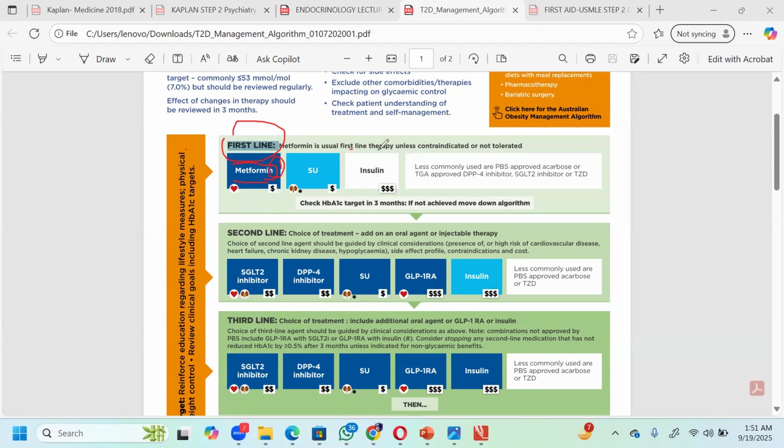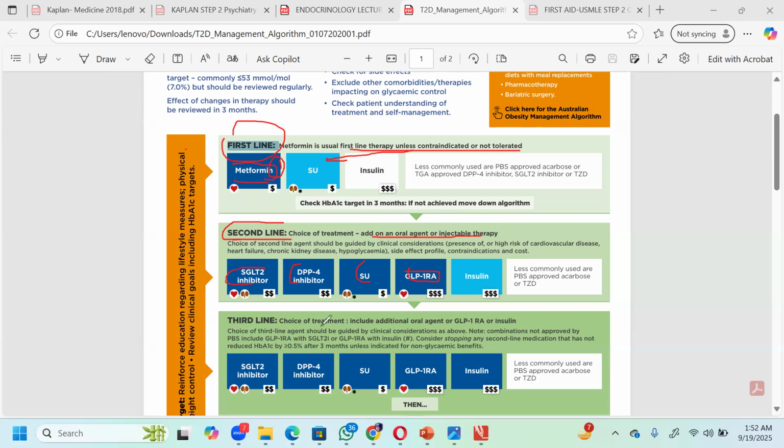As usual, first line therapy, unless contraindicated or not tolerated, then we will go for sulfonylurea if there is a contraindication, or insulin. And second line drug: for example, first line we add, but this is ineffective, so we have to add a second line drug. Add on oral agents or injectable therapy. We will go for any one of SGLT2 inhibitor, DPP4, sulfonylurea or GLP-1. According to comorbidities, we will add any one drug as dual therapy.